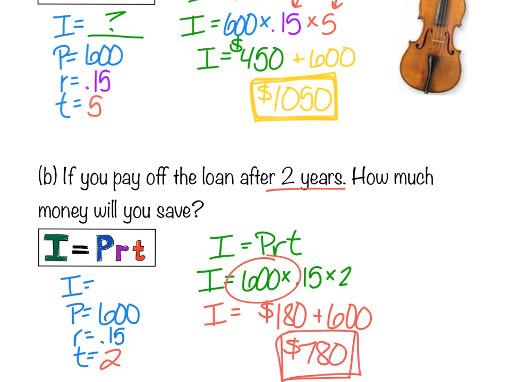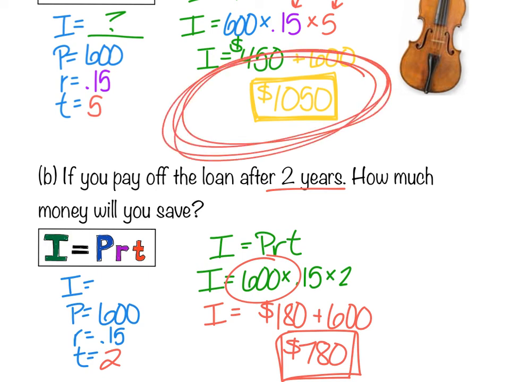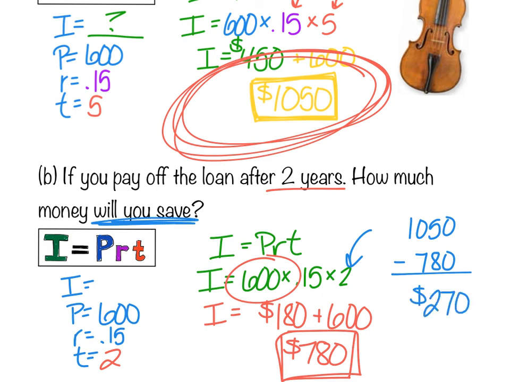Now compare that to up here, the $1,050 that we were going to have to pay, right? That's a lot cheaper, and the only thing that changed is that we paid off the loan sooner. So that really does matter. You want to pay off your loans as soon as you can so you can save money. So it says, how much money will you save? Well, we were going to pay $1,050, but if we pay it off in 2 years, we only have to pay $780. So if you subtract those, $1,050 minus $780, you get $270 is how much money we actually save just by paying the loan off sooner rather than later.